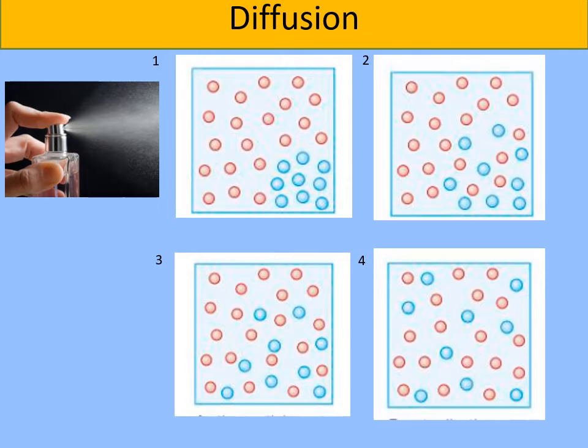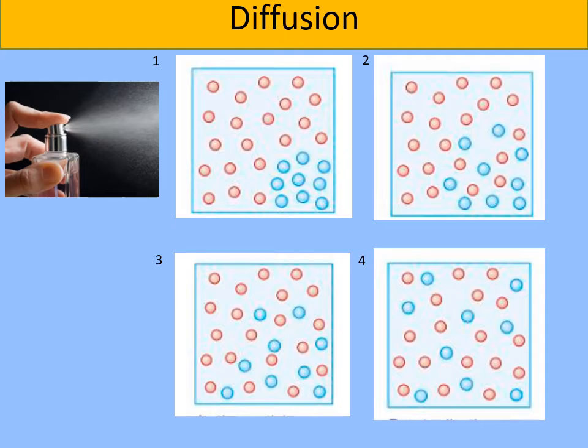In picture two, the blue particles begin to mix with the red ones. In picture three, the blue particles, or the perfume particles, start to spread out and bump into each other. And this helps them to keep spreading further and further out. By the time we get to picture four, the particles eventually become completely mixed, and we say a process of diffusion is completed.